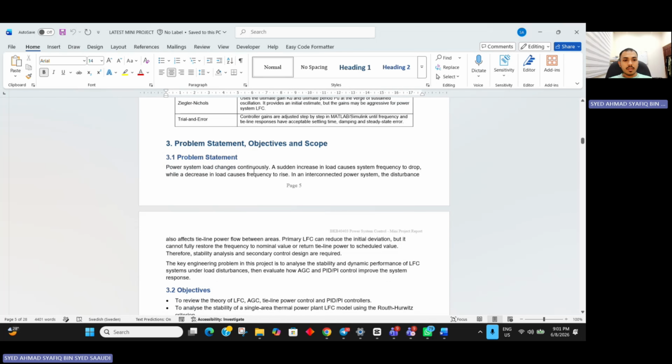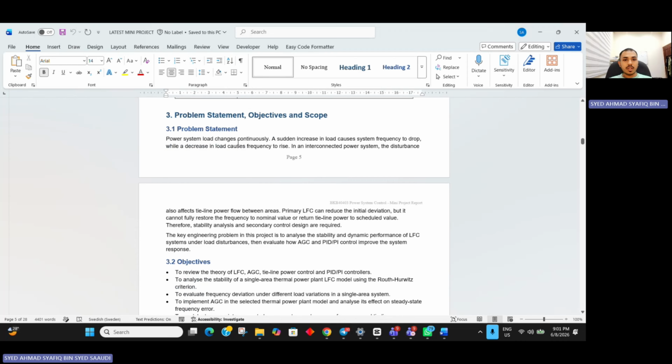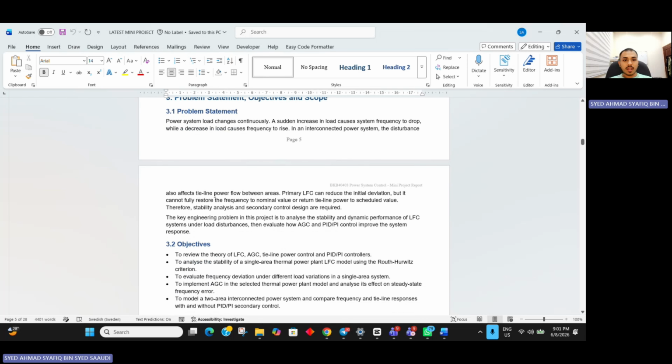So the problem statement is that power system load changes continually. A sudden increase in load causes the system frequency to drop, while a decrease in load causes the frequency to rise. In an interconnected power system, the disturbance also affects tie line power between areas.